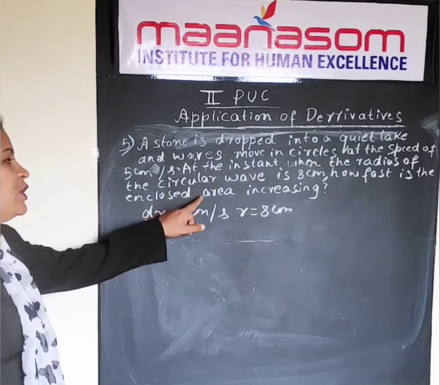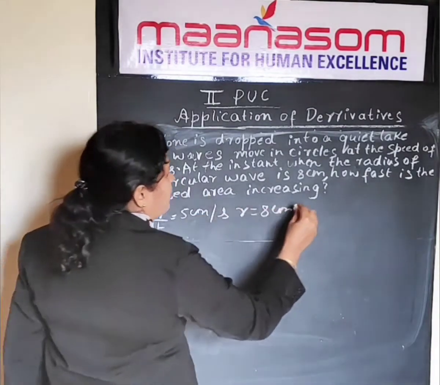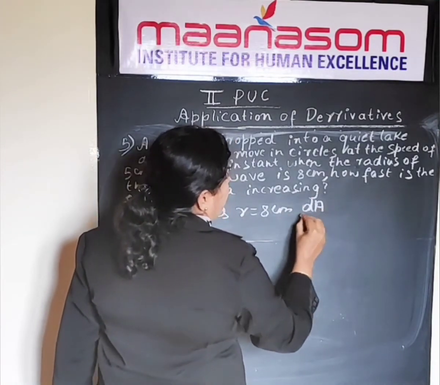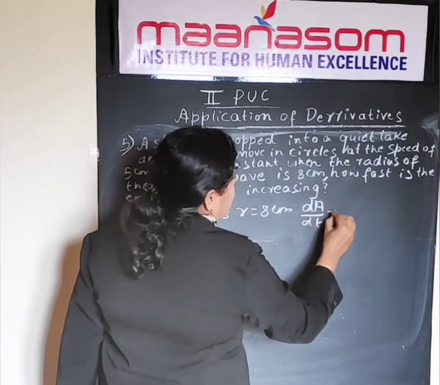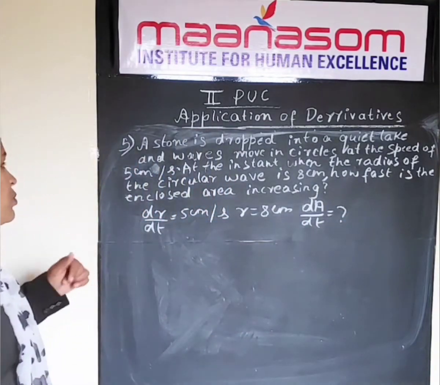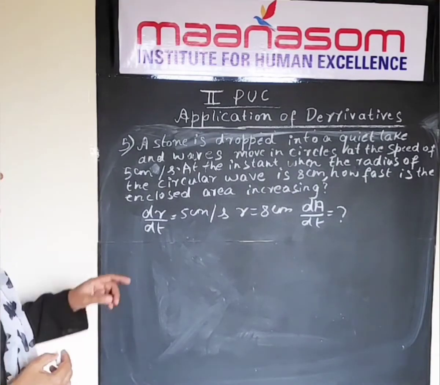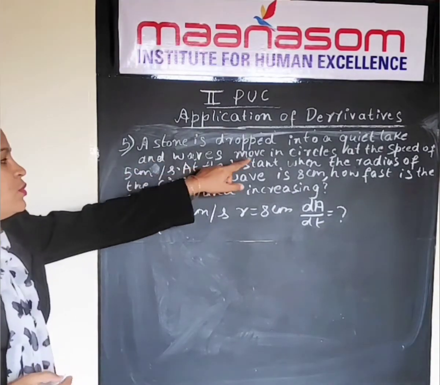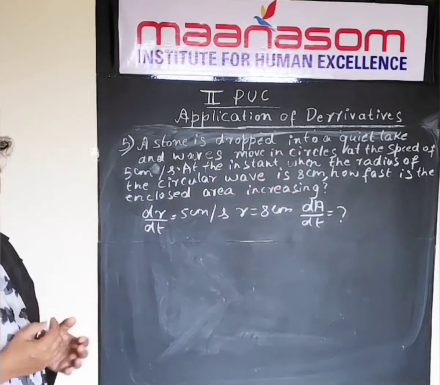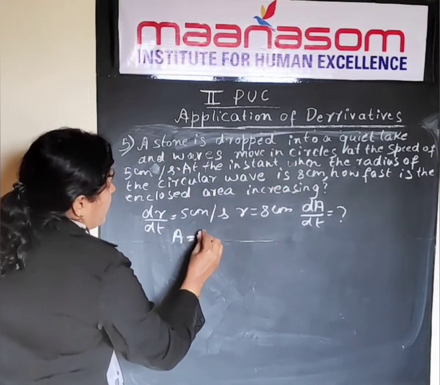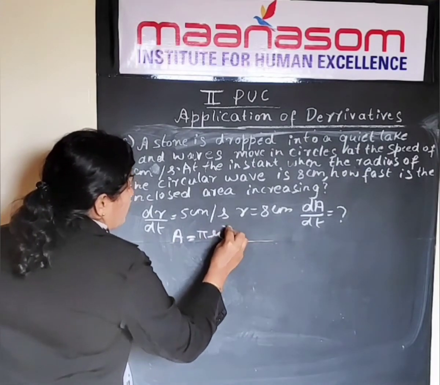How fast is the enclosed area increasing? So here we have to find dA, A for area. So dA by dt is equal to how much? That is what we have to find out. So we know that this is a circle. Move in circles they have told. What is the formula for the area of the circle? A is equal to pi r square.